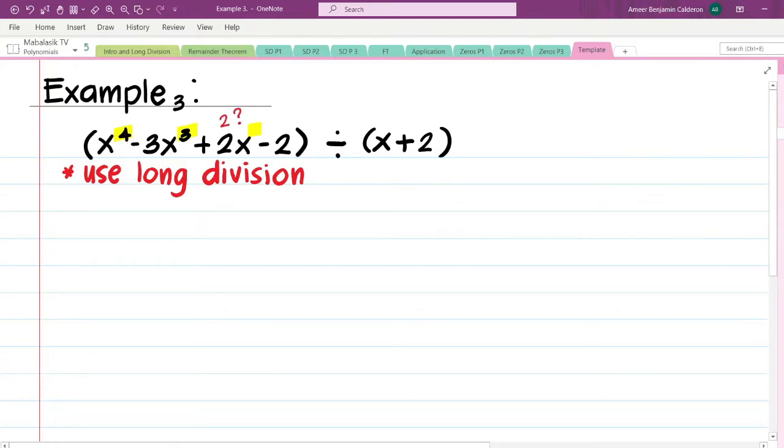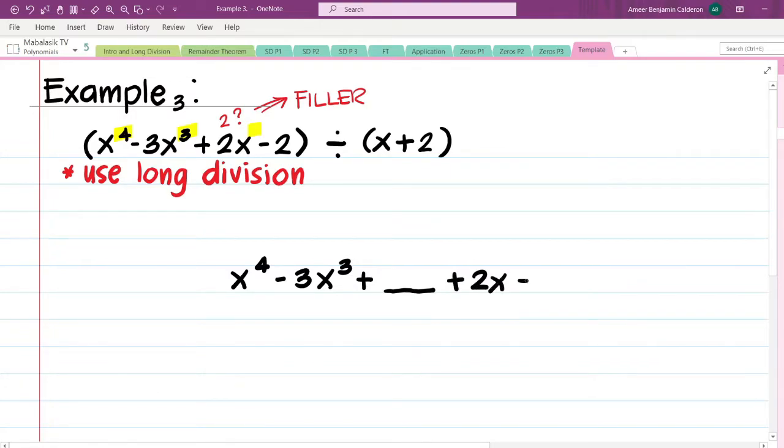That being the case, we have to use a so-called filler when we perform our division. What does a filler look like? So we have now x to the fourth minus 3x cubed. Since we have a missing exponent 2, we can simply just leave a blank here. So we know that that is our exponent 2 plus 2x minus 2.